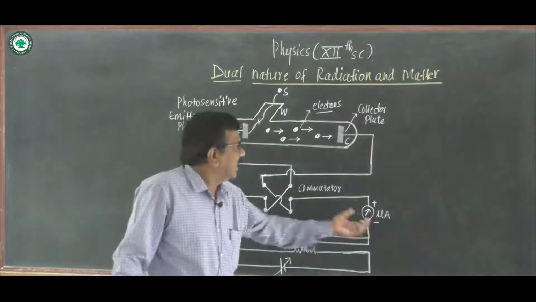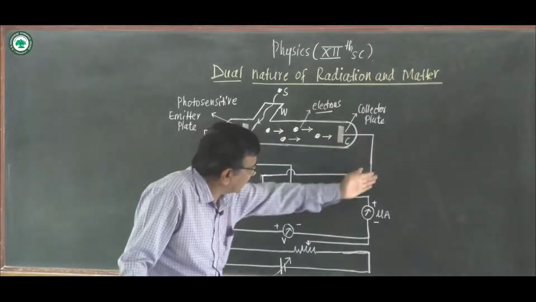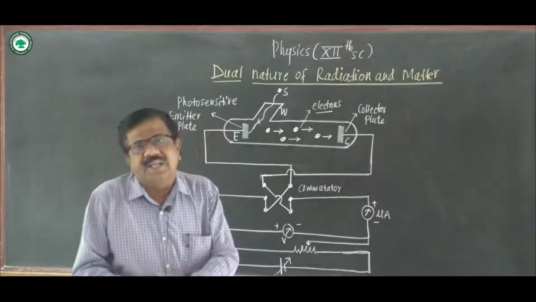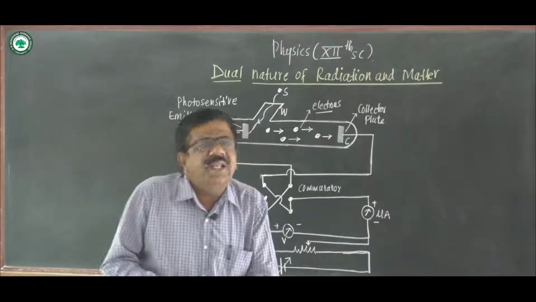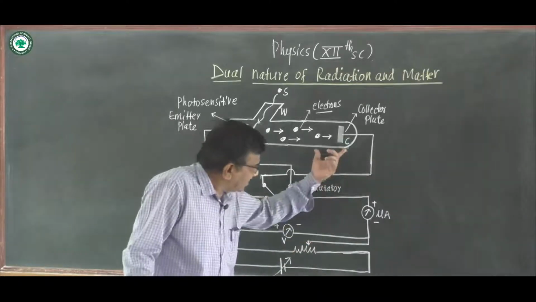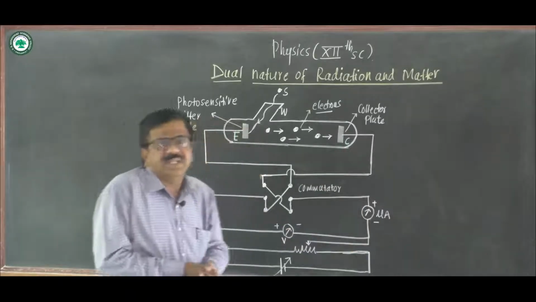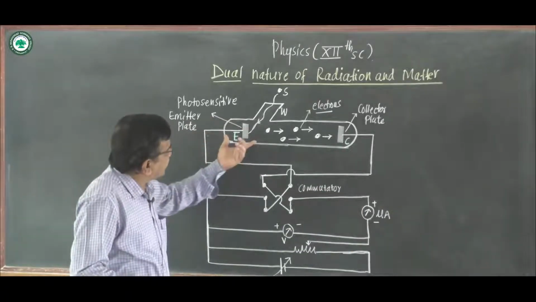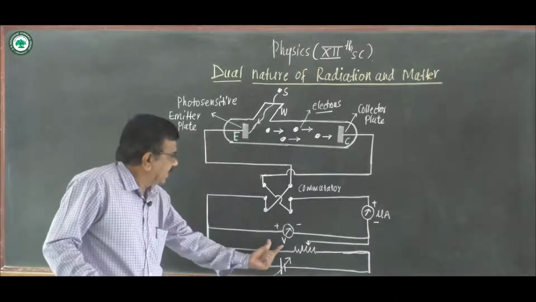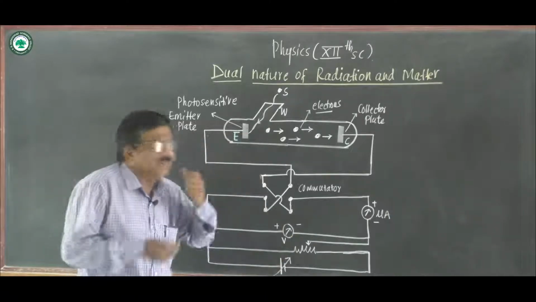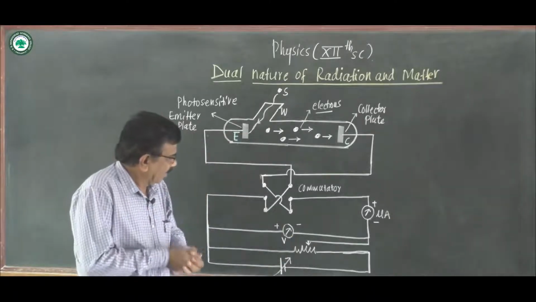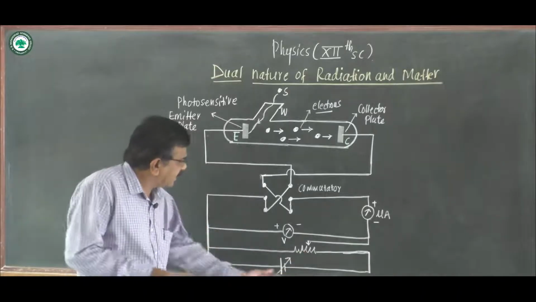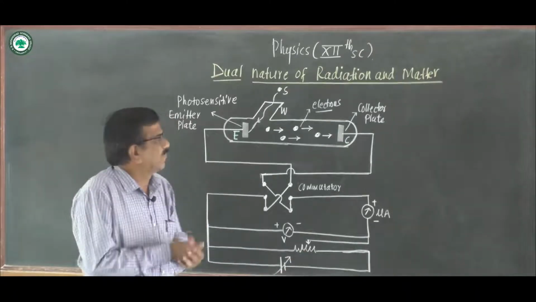When electrons flow through the circuit, we call it a photocurrent or photoelectric current. That current is measured by this microammeter, and the potential difference between the plates is measured by this voltmeter. This is a potential divider arrangement, and this is the variable voltage source.